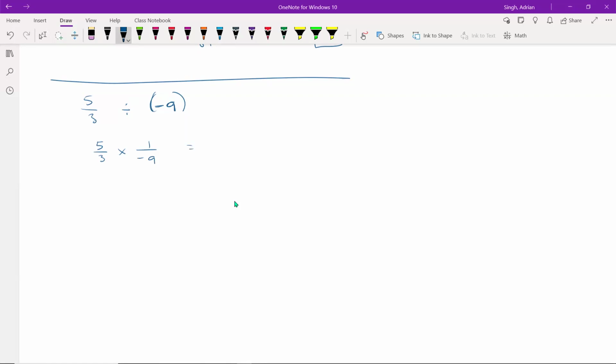And expressing it this way now, we can just evaluate the numerator and the denominator. So 5 times 1 is 5. 9 times 3 is 27. Now we have to consider the sign. We have a negative sign, positive on the top. So overall, then, this would be -5 over 27.